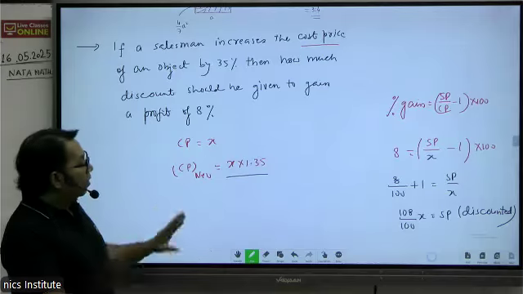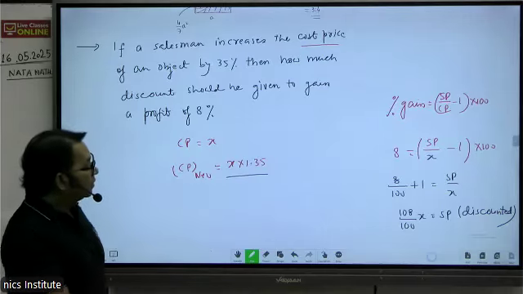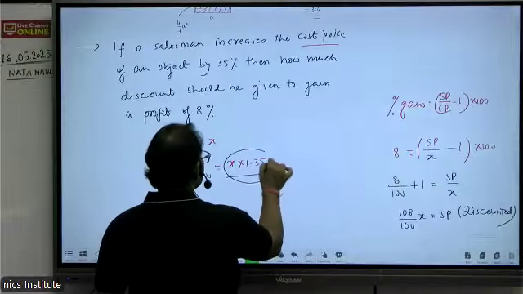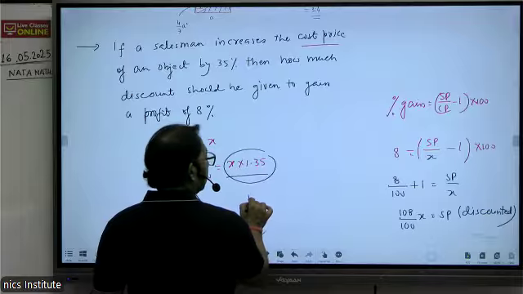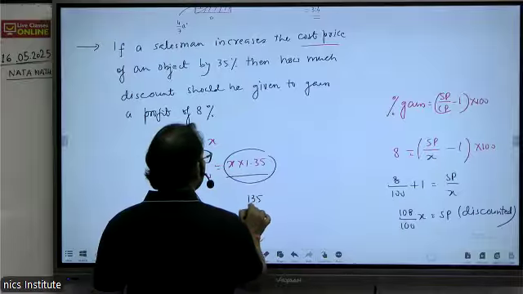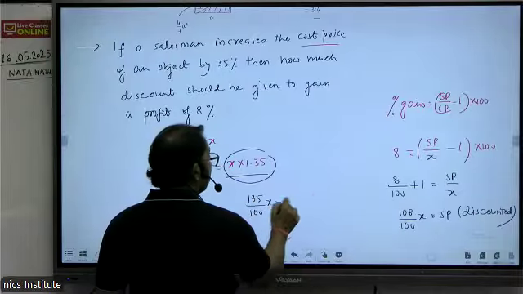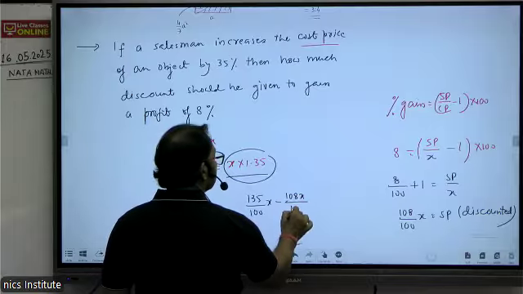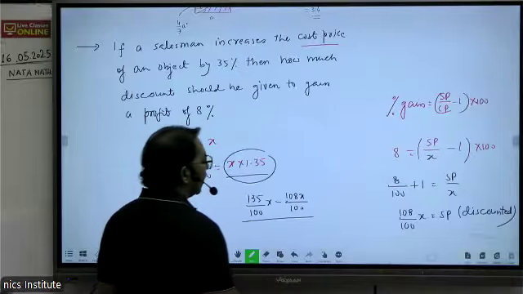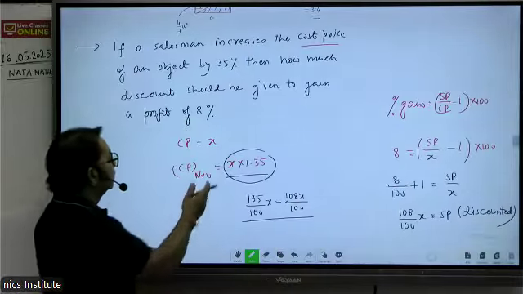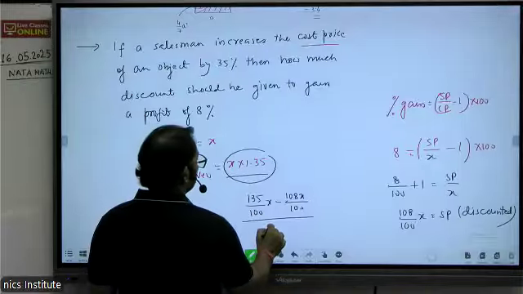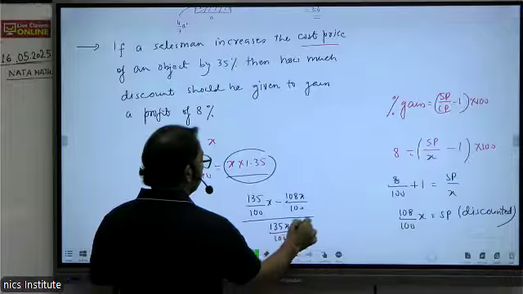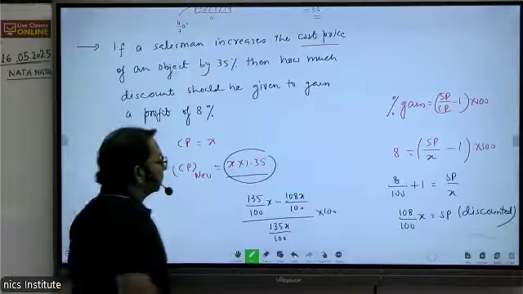So how do you find the discount percentage? Discount percentage would be original sell price, 1.35, I'll write it as 135 by 100x, minus the discounted sell price, divided by the original sell price, into 100. That should be your answer.